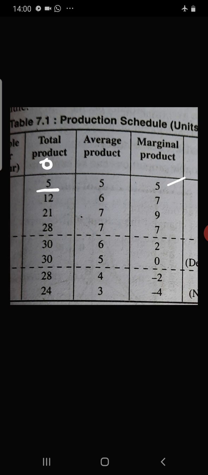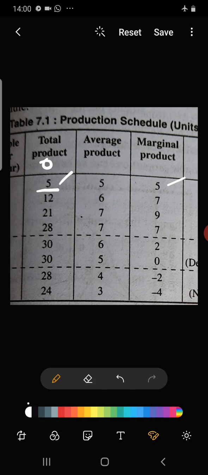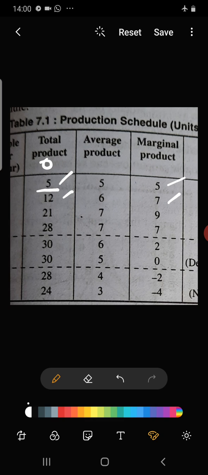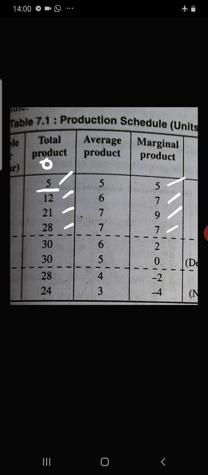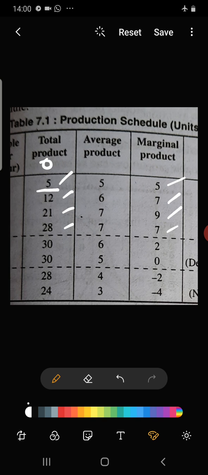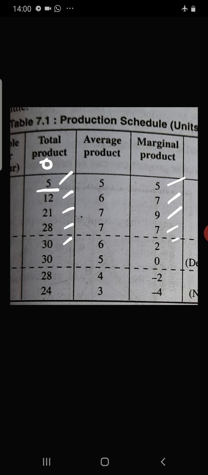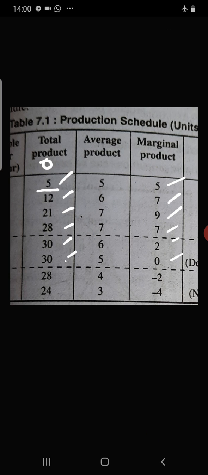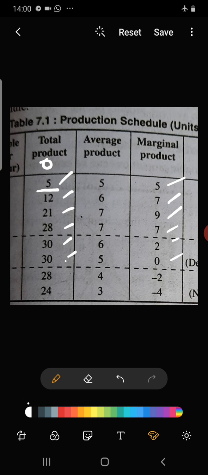Here 5 is written. Okay, yesterday was 5, today is 12. What is the difference? 7. Yesterday was 12, today is 21. What is the difference? 9. Yesterday was 21, today is 28. What is the difference? 7. Yesterday was 28, today is 30. What is the difference? 2. Now here you have to look, yesterday I produced 30 and today also I produced 30. Okay, what is the difference? 30 minus 30 is 0.